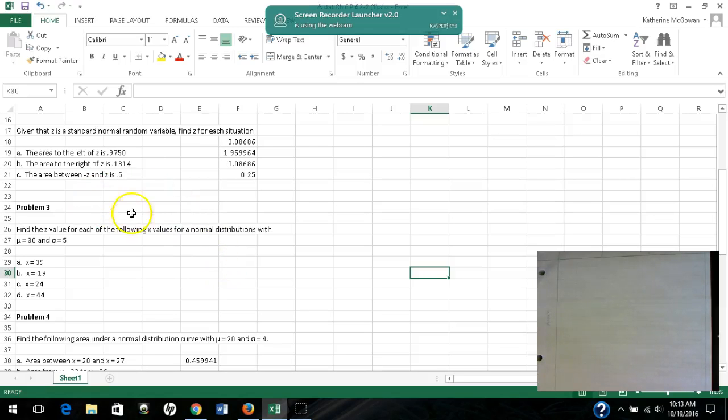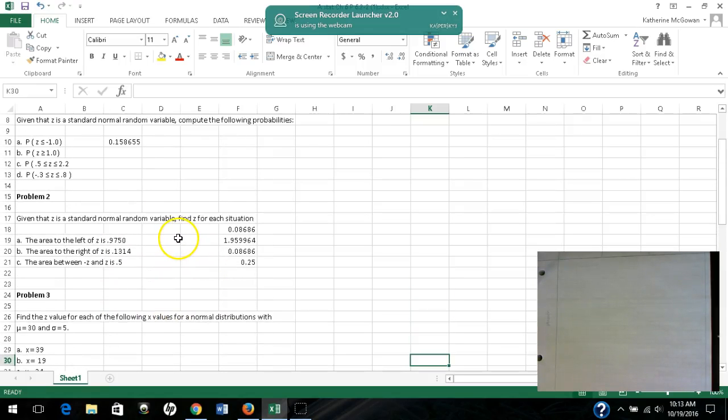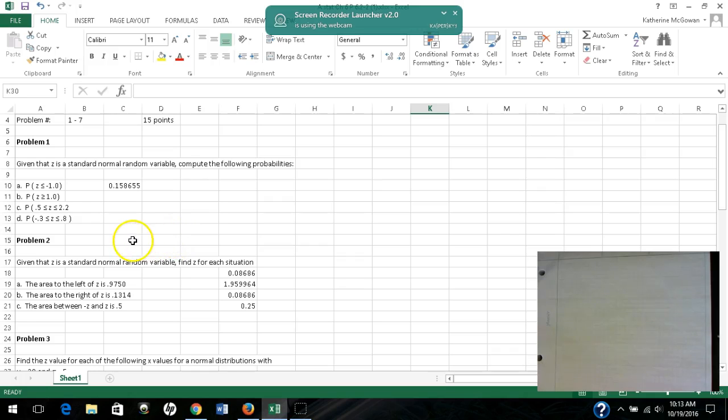Okay, so I'm just going to give you a few tips to work with here just so that you have some information about Excel. For one thing, when you are completing these problems, the only formulas you need are actually already here. So we've got the NORM.DIST.